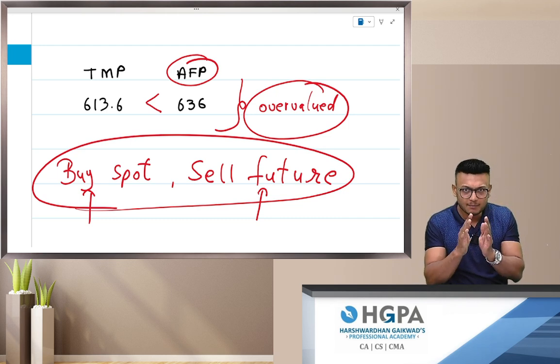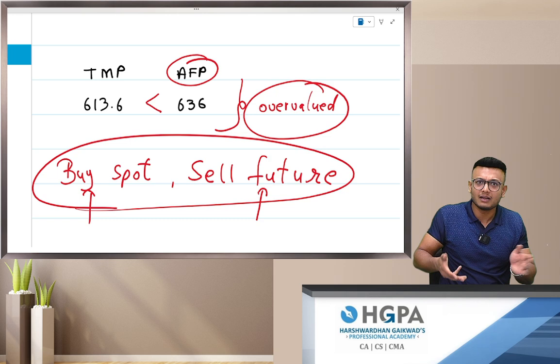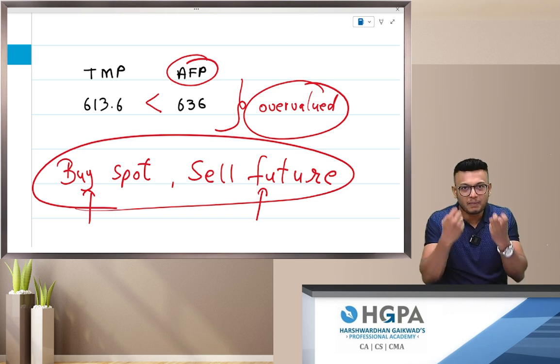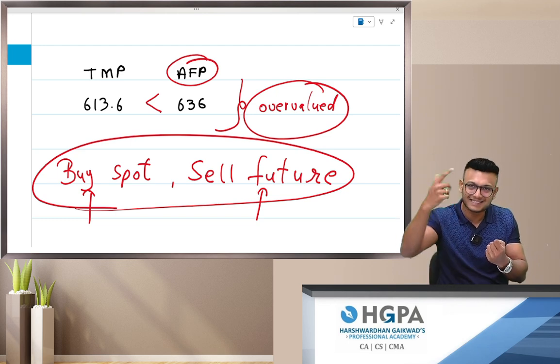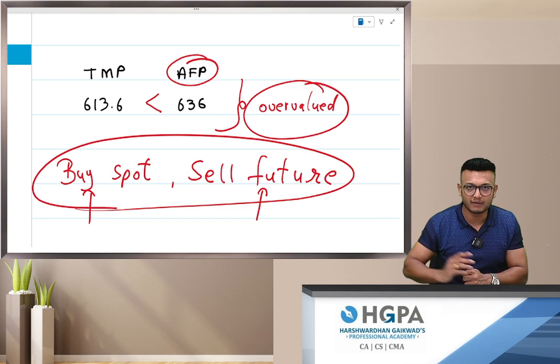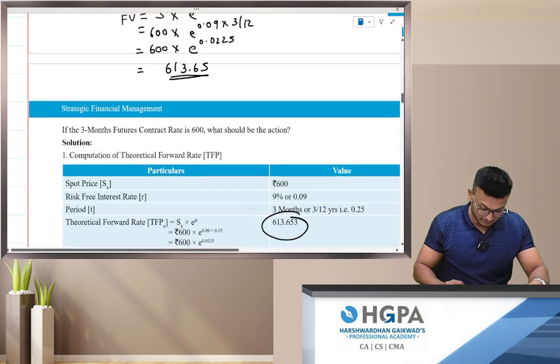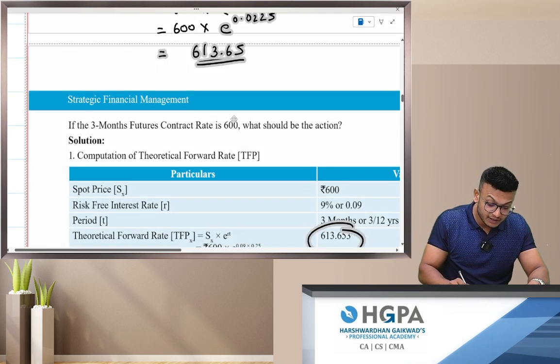First of all, always compare with the future price. We'll do a lot of sums, okay? Undervalued also we will do. So this is overvalued. Always you want gain, you want benefit, right? So you will obviously go forward. You will sell the futures and you will buy spot. One more question is there in that only. What if it is 600?